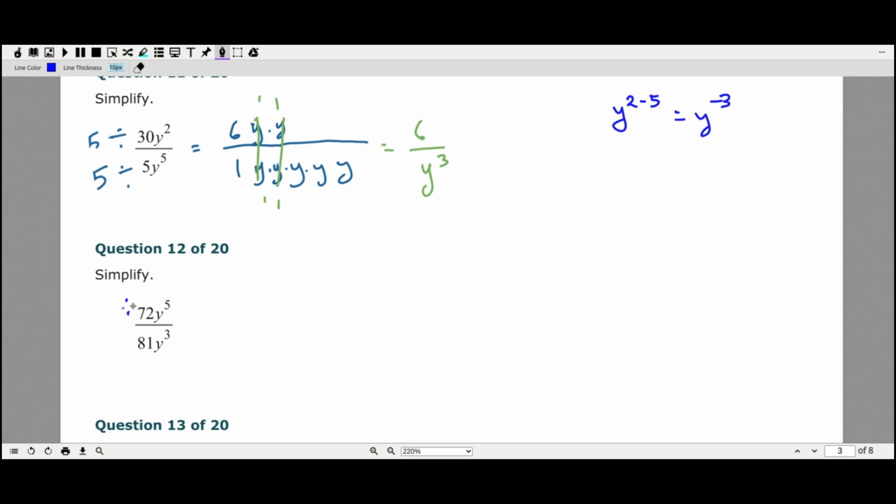72 over 81. Can I reduce this? It feels like you can reduce it by 9, right? So you will have 8 over 9. y^5 over y^3, so y to the fifth power minus 3. That will be 8y to the second power over 9. That's it. Easy.